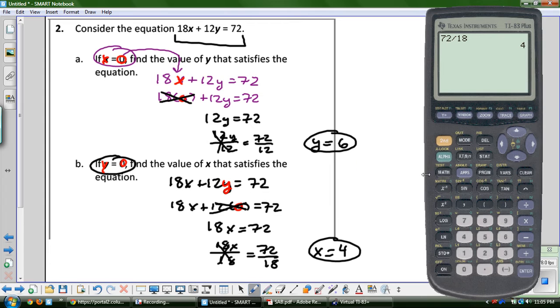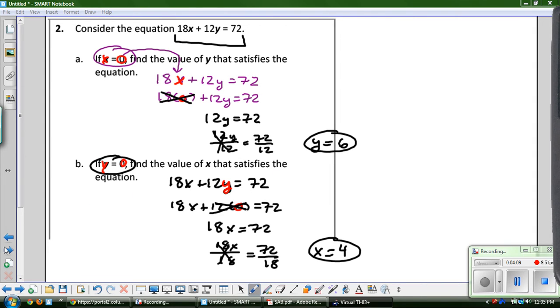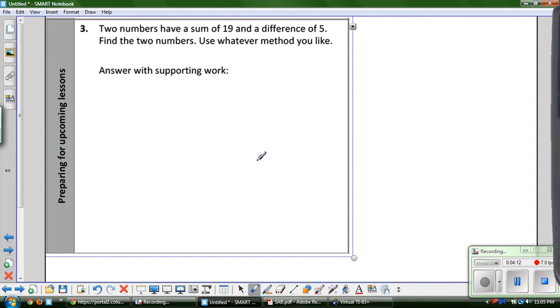Moving on to number 3. You have two numbers that have a sum of 19 and a difference of 5. Find those two numbers. Use whatever method you like. Now, guys, this is an awesome question. Awesome, awesome, awesome. What we have to do is both set up some equations and then solve them.